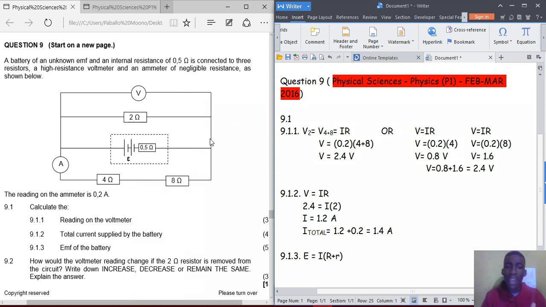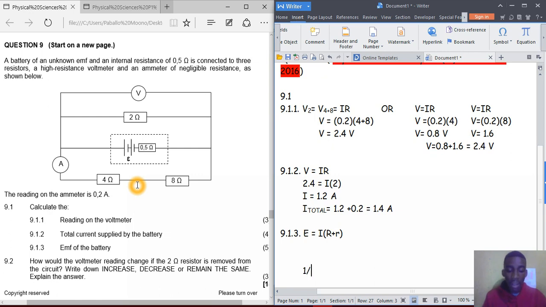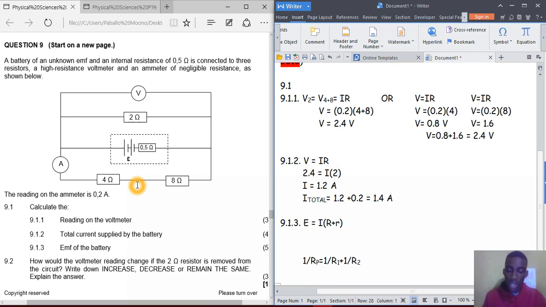If the resistor is somewhere here, we calculate RP, then add that resistor, and that gives our total resistance. The resistor is in parallel with these two. So RP, the total resistance, is what we are looking for, and the formula is 1 over RP equals 1 over R1 plus 1 over R2, right?